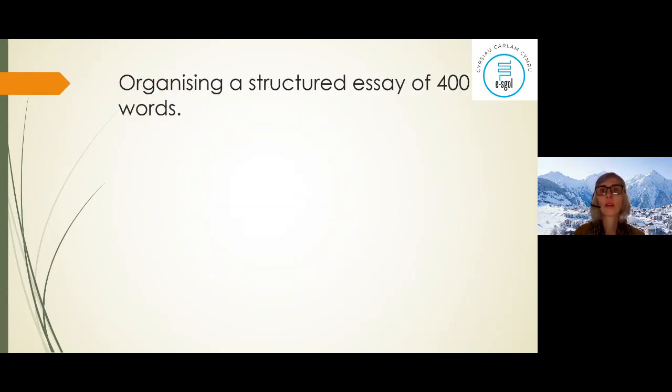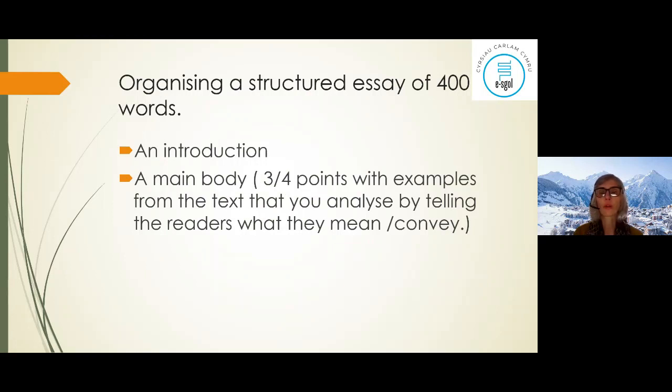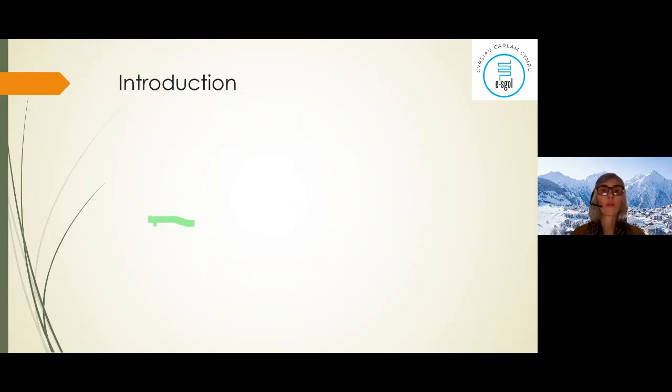Now, organizing a structured essay of 400 words, what do you need to do? What does that mean, a structured essay? A structured essay is simple. It's an introduction followed by a main body, 3-4 points with examples from the text that you analyze by telling the readers what they mean or convey, and a conclusion. So no more, just those 3 things, and try to organize them on your paper clearly for the reader to see it. So the introduction first.